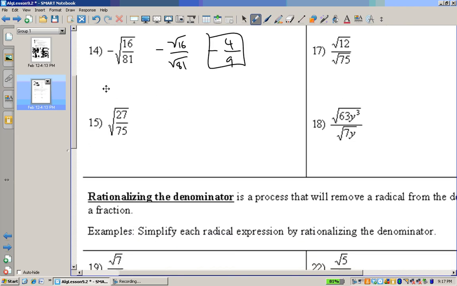Number 15. There's no obvious square root here, but we do have some perfect squares that we could pull out. So let's do 27. That'd be 3 times 9 and 3 times 3. So 3 times 3 times 3. 75, I can break up. That is 3 times 25, or 5 times 5.